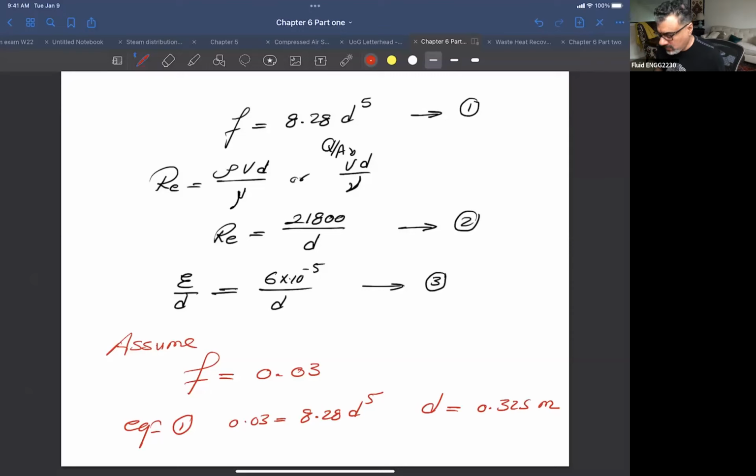Okay. So once I get the D, I can get the Reynolds number. So the Reynolds number from equation 2 will be 21800 divided by 0.325. This is equal to 67,000, right?